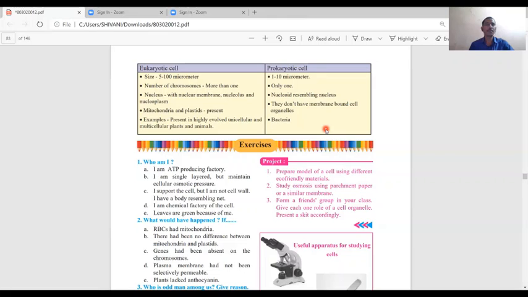Mitochondria and plastids are present in eukaryotic cells. But there are no membrane-bound cell organelles in a prokaryotic cell. An example of a eukaryotic cell is that eukaryotic cells are present in highly evolved unicellular as well as multicellular plants and animals. An example of a prokaryotic cell is bacteria.